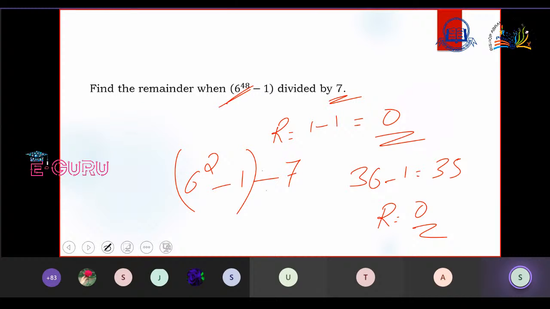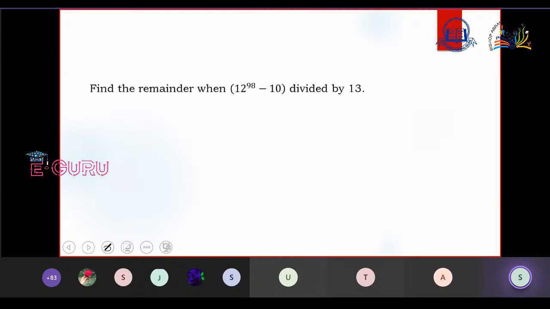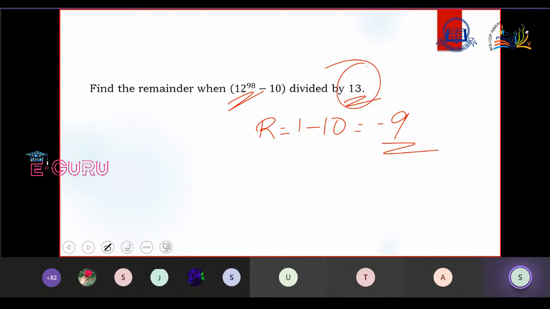That's it. Next one, 12 raised to 98 minus 10 divided by 13. So this part, remainder is 1. 1 minus 10 is minus 9, right? So we know that remainder can never be negative. Remainder should always be positive. So when we are getting a negative remainder, what we need to do? Nothing but just add the number which we divided by. So we will just add minus 9 plus 13 so that it becomes positive and the remainder will be 4, right? Remainder will be 4.